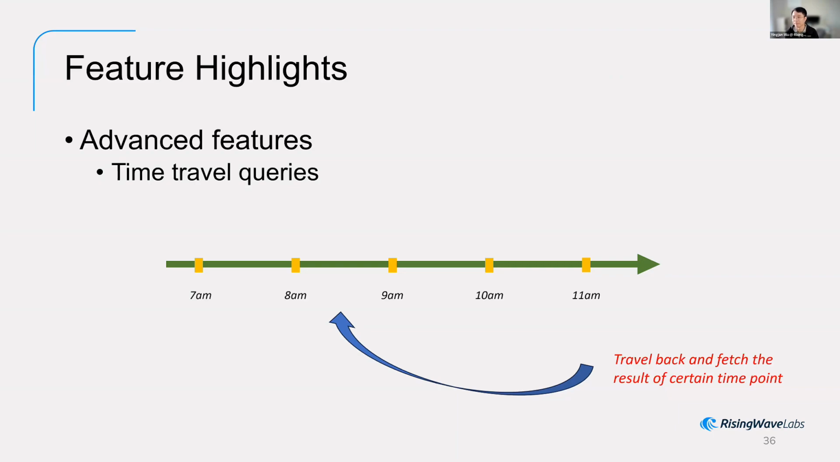we continuously process data streams. We can always use the stream processing system to get real-time results, right? Or the freshest results, all the results generated from, let's say, the last 10 seconds or probably the last 1 second. That's what the stream processing system can do. But in some domains, we actually need to do more. For example, we want to travel back and fetch the results from a certain time point.